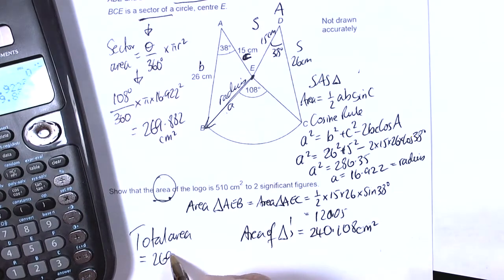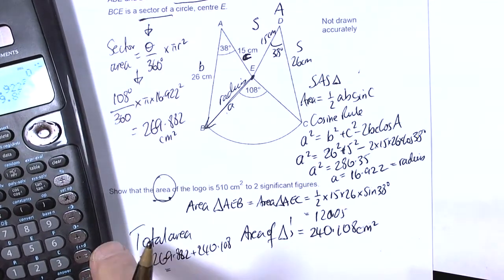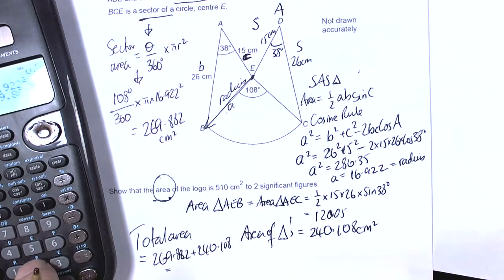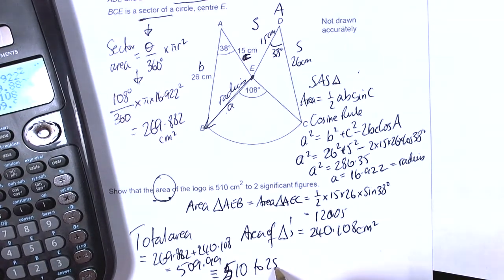So the total area is equal to 269.882 plus 240.108. So if we add on 240.108, then we get 509.99, which is equivalent to 510 to two significant figures.